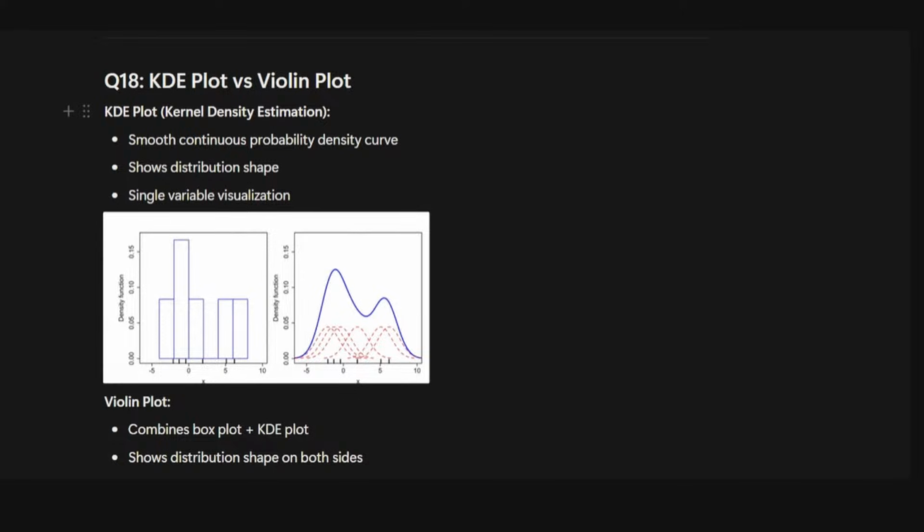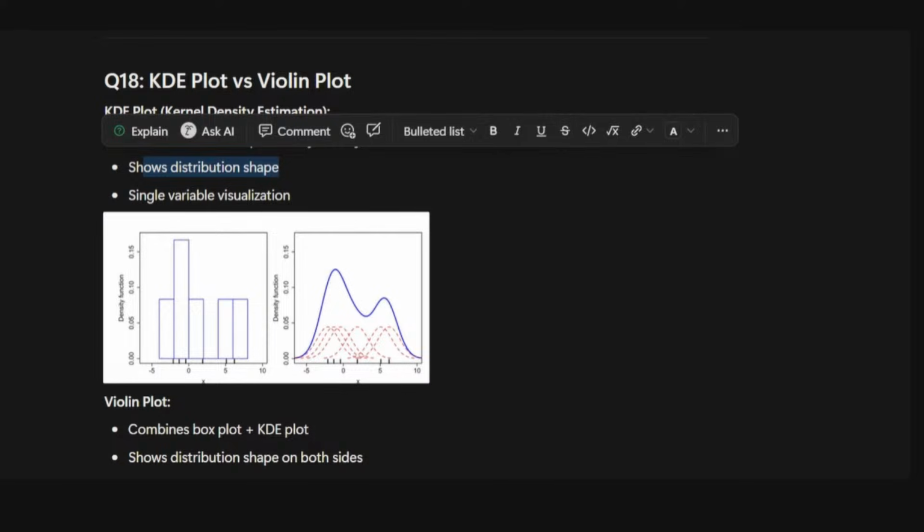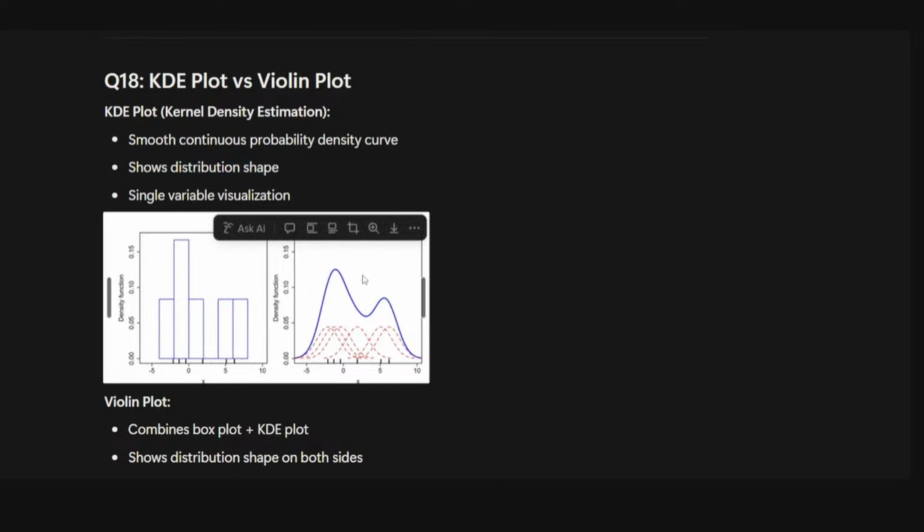So you just need to ensure that you write the full form of KDE, what it shows, how many variables are used for visualization, that is a single variable visualization, and whether it shows your distribution shape, and if it's a smooth continuous curve or not. So mentioning these points and drawing this diagram will fetch you the marks.